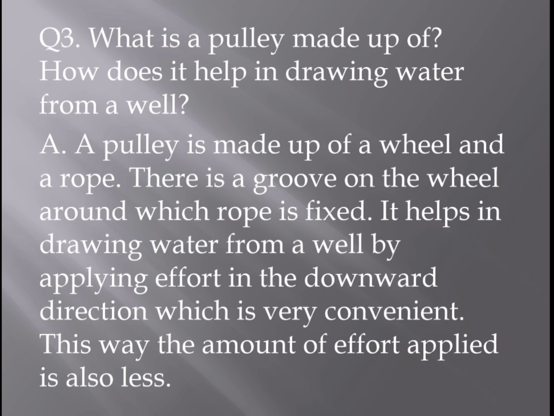Okay, now he is telling us how we can explain it. So there is a groove on the wheel, around which the rope is fixed. It helps in drawing water from the well by applying effort in the downward direction. That means we'll be pulling, isn't it? So we are pulling the rope in the downward direction, which is very convenient. Pushing up will become difficult. Pulling down is easy. So that becomes easy and convenient. Okay, in this way the effort will be less, so that we can get the water from the well. Okay, so write these three answers in your classwork and please learn it, children.